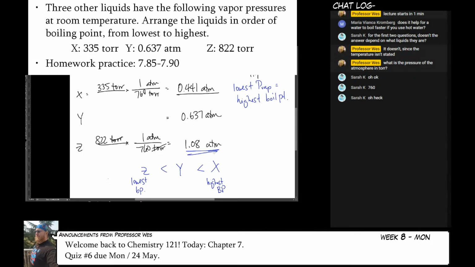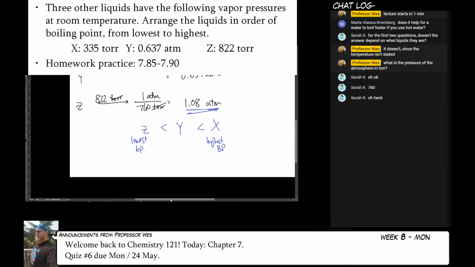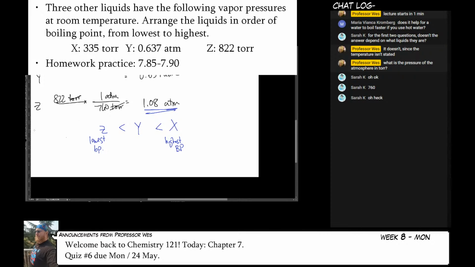In fact, this is the premise behind how a pressure cooker works. So, what does a pressure cooker do? If I have my water in a container, it would boil at 100 degrees Celsius because that's when the atmospheric pressure equals the vapor pressure. But what if I put a lid on it and I pressurize it? So now the atmospheric pressure inside is equal to, say, 1.2 atm. Then I have to heat this up even hotter.